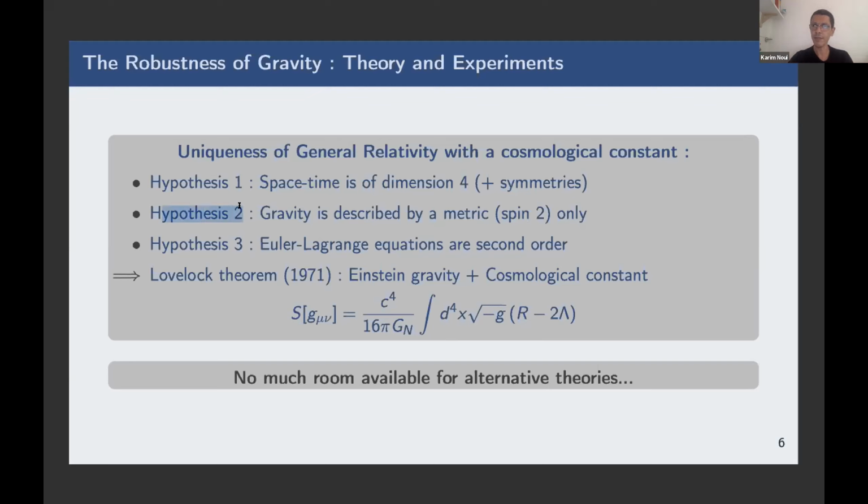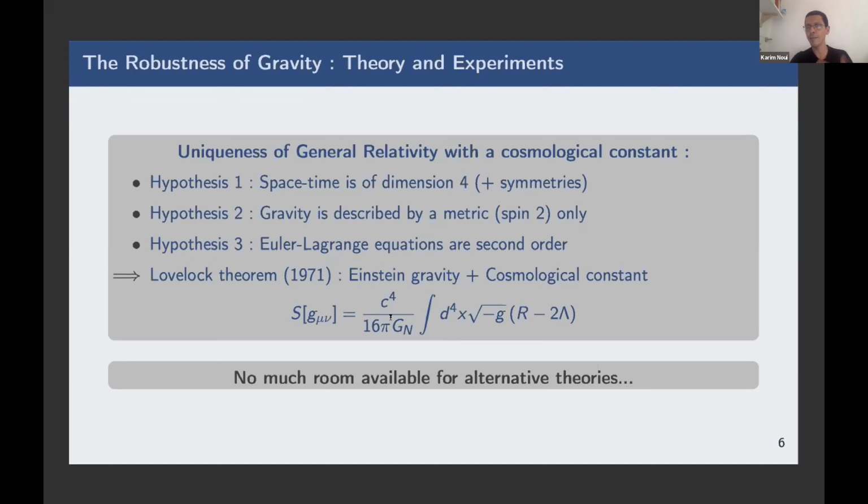If we make the second assumption that gravity is described in terms of a metric only, so a spin-2 field only, and if we make the assumption that the Euler-Lagrange equations, or in the case of general relativity, the equations of motion, are second order, then we know from the Lovelock theorem that the only possibility is Einstein gravity plus a cosmological constant. So the only action that can be constructed with these three hypotheses is Einstein gravity plus a cosmological constant.